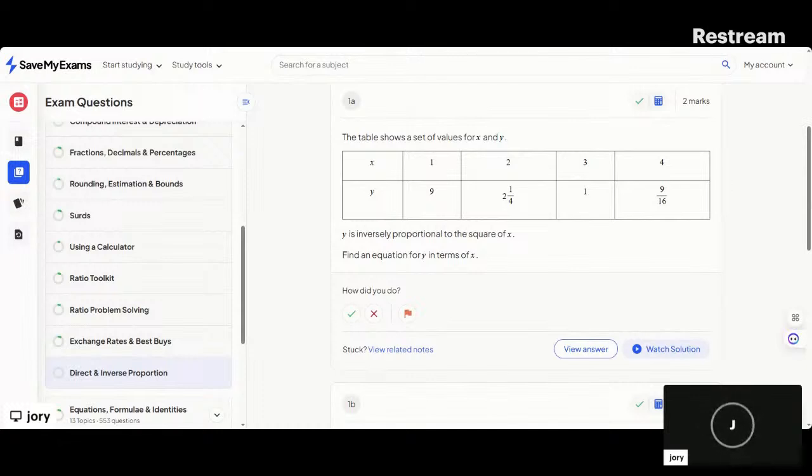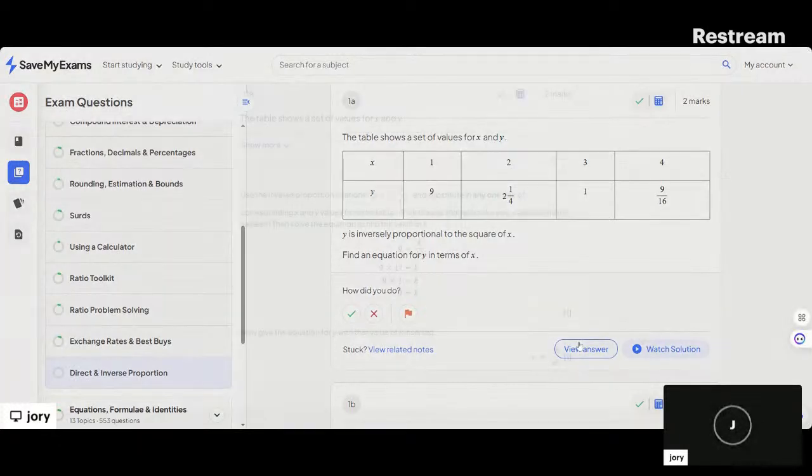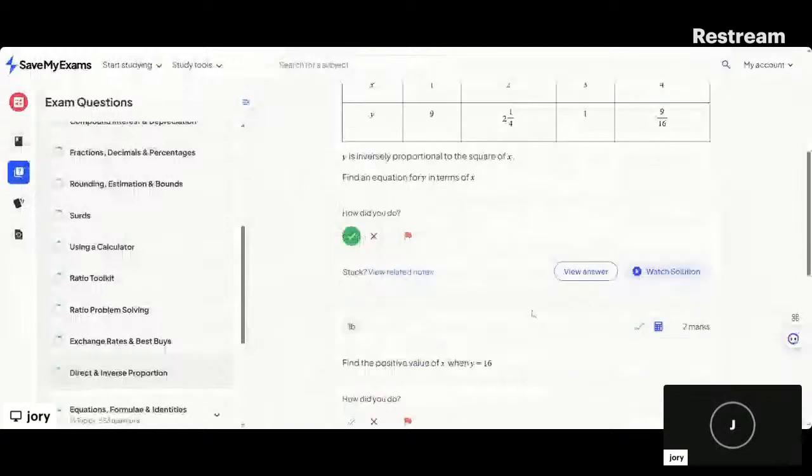k equals 9. When x is 2, so 2 squared, y is 2.25, so multiplying by 2.25 gives me 9. k is 9. So y equals 9 over x squared. Yay! It's just 2 marks.